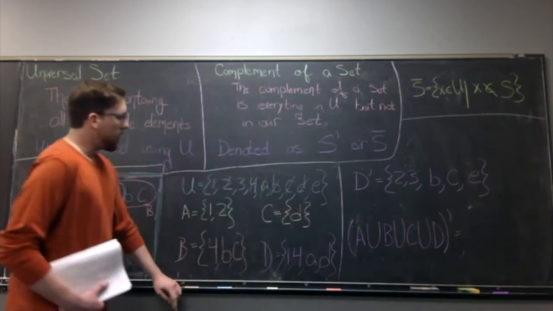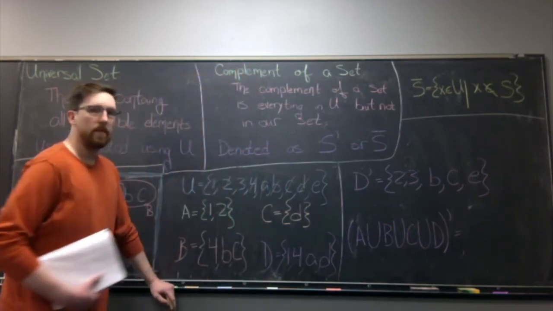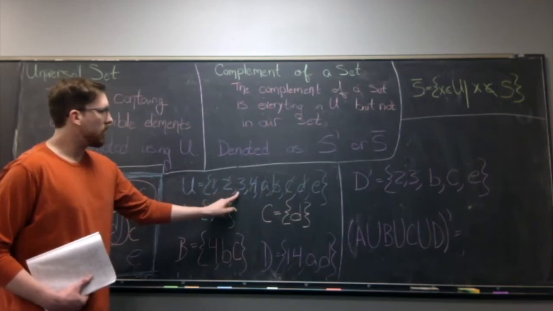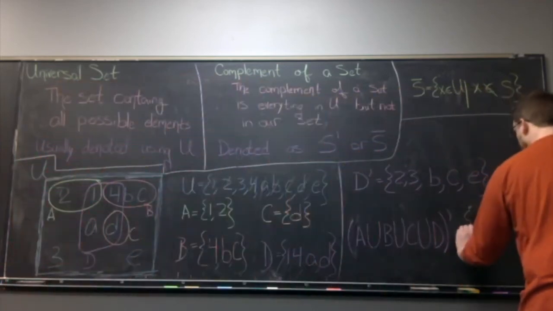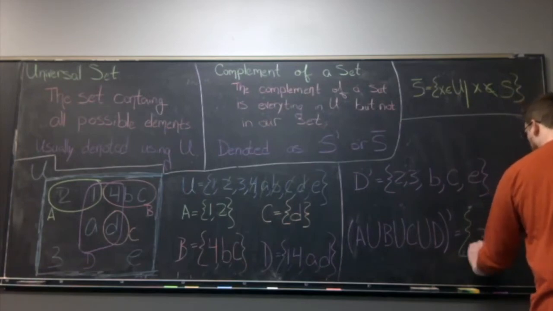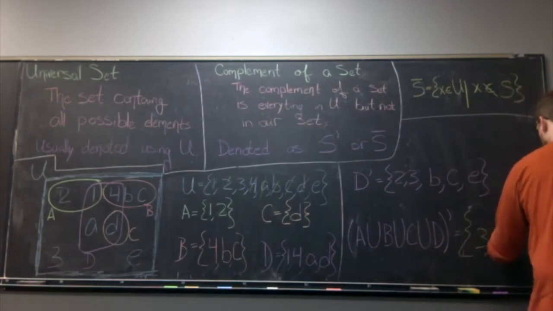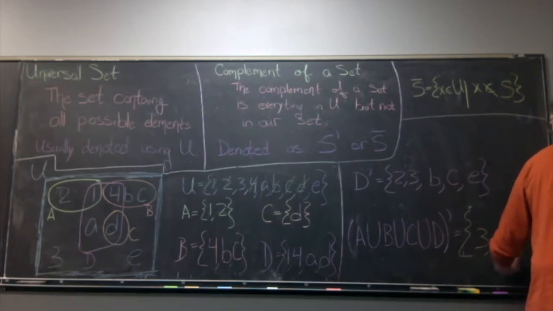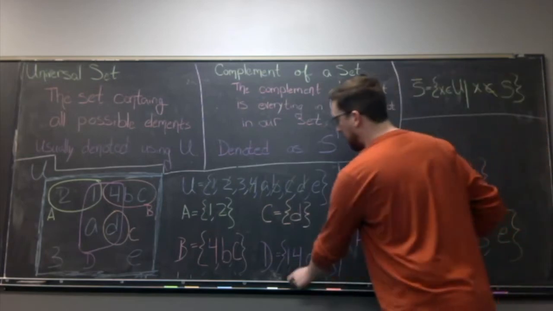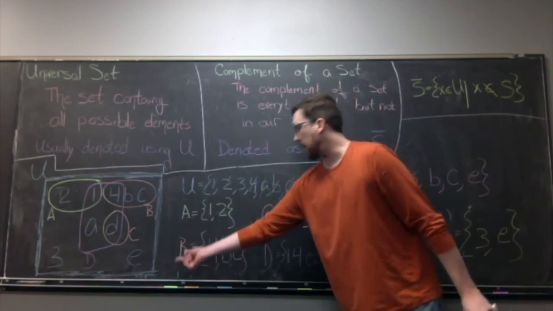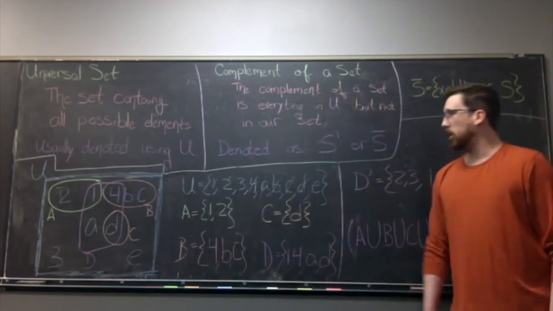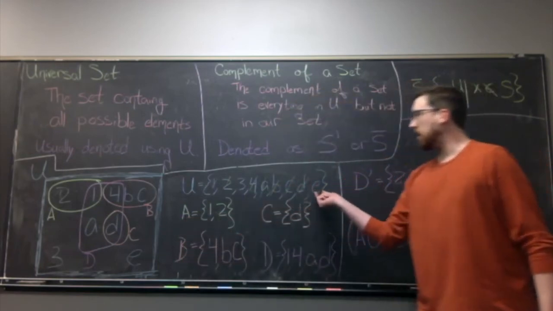Just going to scratch off A. Already scratched off D. What we're left with is the element 3 and E. And that is what the complement's going to be. The complement, then, in this case, of the union of A, B, C, and D is just going to be 3 and E.